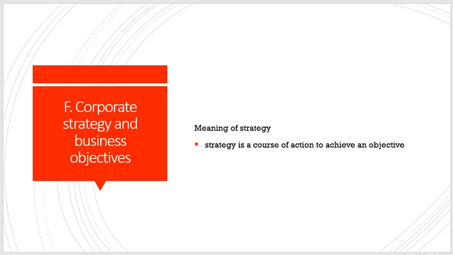Okay. Then now let's appreciate corporate strategy and business objectives. So what is a strategy? A strategy is a course of action to achieve an objective. So what should you do so that you achieve the objective? If you want to be profitable, what should you do to achieve profitability? That's a strategy.